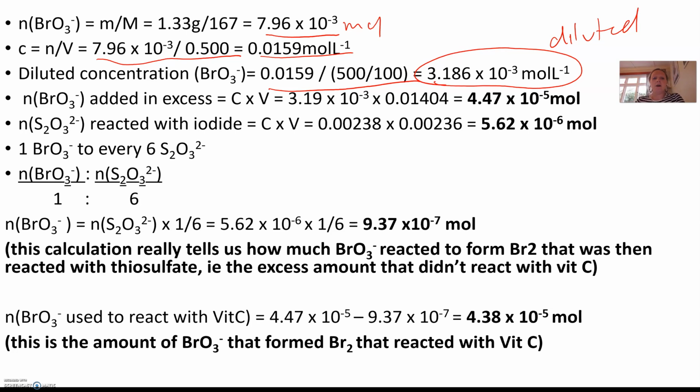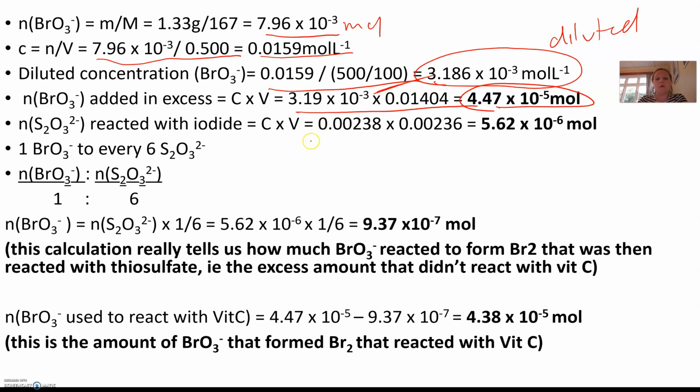So what we can do now is work out how much bromate was added, and that's an excess, remember, so they added more bromate, and so therefore there was extra bromine produced. So that gives us the number of moles using that concentration there. So n, and that was the volume given. And so if we've got the number of bromate, what I'm going to do now is work out the thiosulfate from the values given.